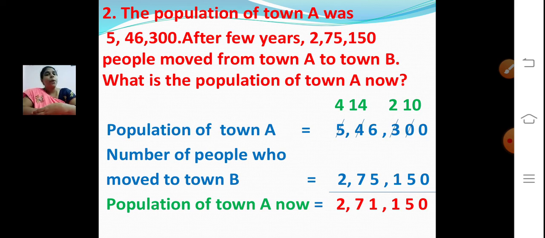What is the question? Population of town A. In town A there is some population. What is the population of town A? 5,46,300. After some few years, what happened? Some people are moving from town A to town B. 2,75,150 people moved from town A to town B. So some people are leaving town A and they are moving to town B, right? Now what is the population of town A now?